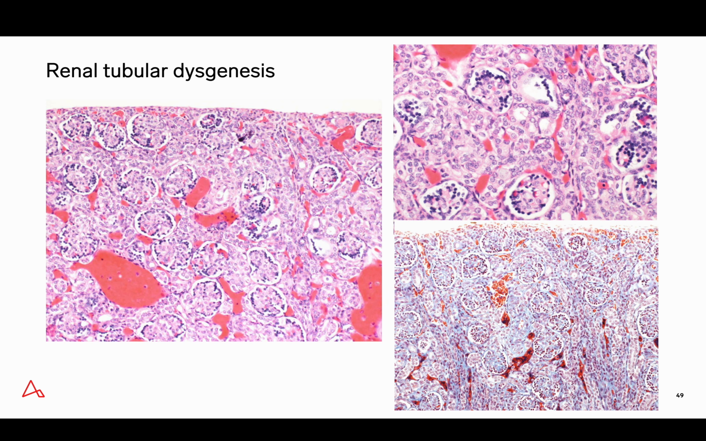And this is another case of renal tubular dysgenesis. Again, there's marked glomerular clustering. The tubules between the glomeruli are small and inconspicuous. And although this trichrome stain on the lower right is rather pale, it's simply shown to indicate that there is no interstitial fibrosis. So this is not a regressive change. This is, in fact, a developmental defect.